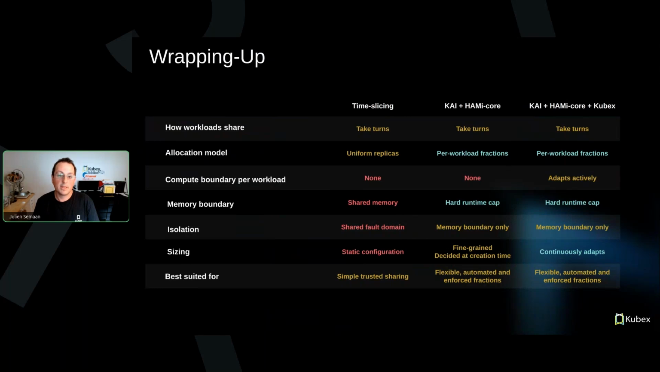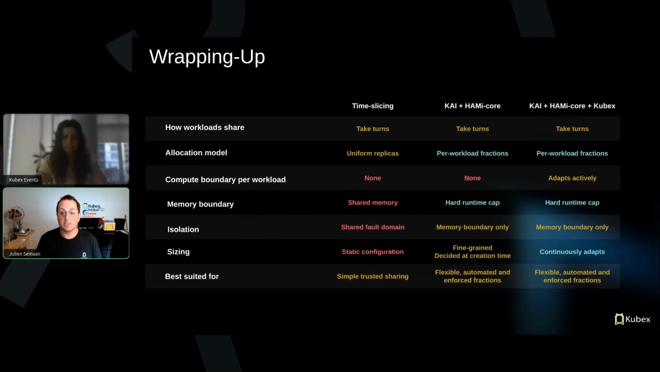using the Kubex platform. So in the end, you choose a mechanism that is based on the requirements of your workload and the available sharing technologies on the GPU and Kubernetes environment you are running in.